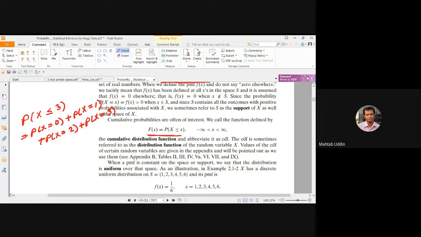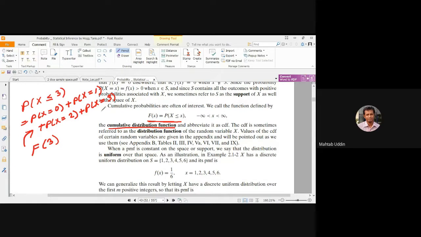This is called the capital F of 3. That is called a cumulative distribution function. That is, cumulatively adding the probabilities. So if anyone says the probability F of 3, you have to add the probabilities up to 3.